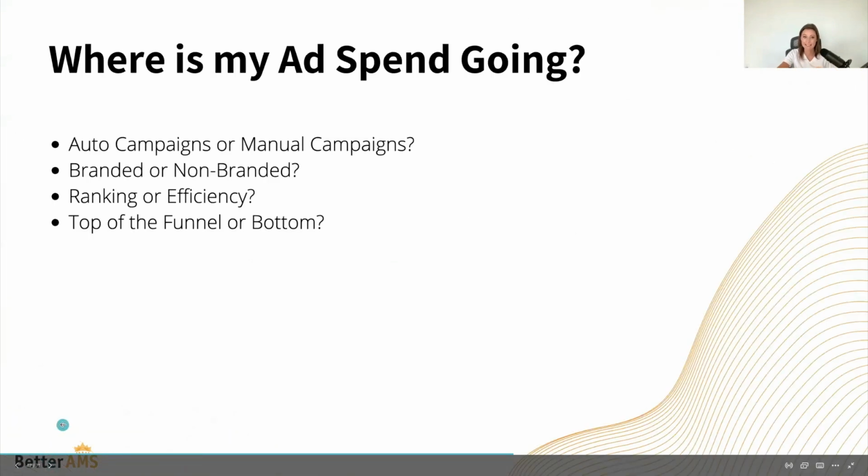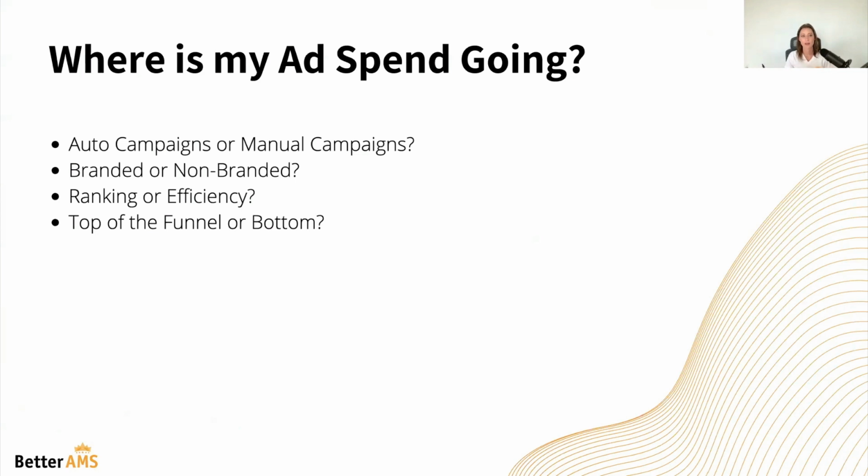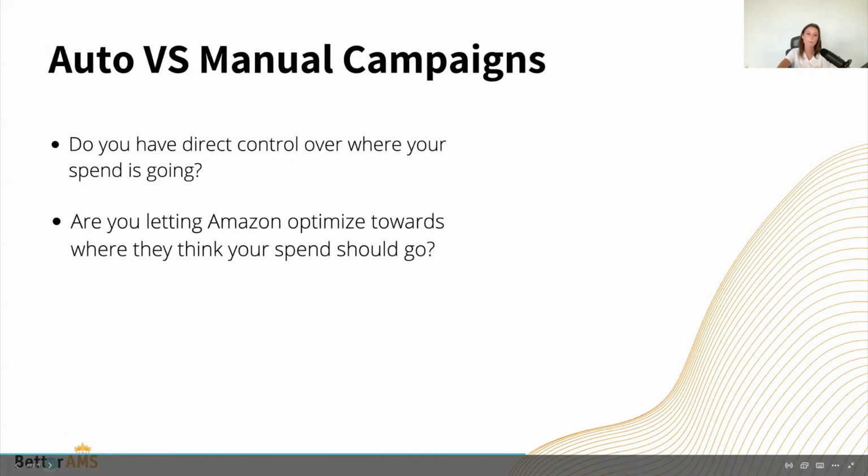So where's my ad spend going? The four biggest things we look at: auto campaigns, manual campaigns, branded, non-branded, ranking or efficiency, top of the funnel or bottom. Just a few other dynamics you can mix in there: product targeting, conquesting. But again, those are getting very in the weeds, and that's not what this webinar is about.